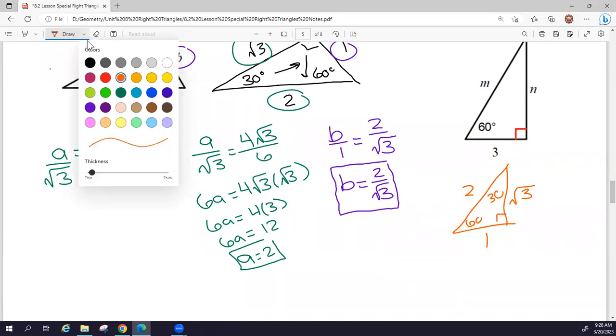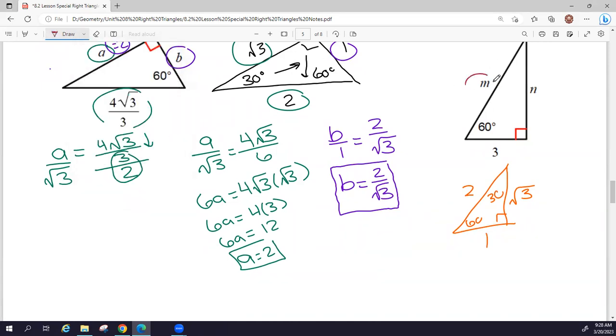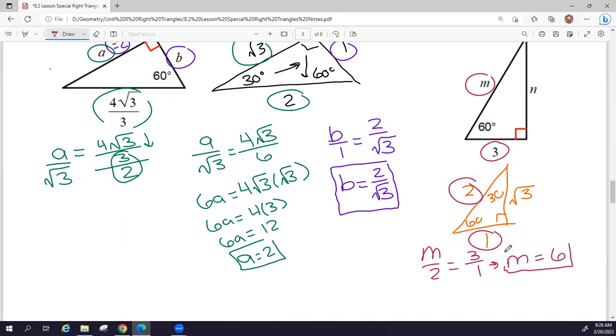And now I can write some proportions. So let's solve for m first. M matches with my hypotenuse 2. I know this leg is 3. It matches with this leg in my reference triangle. That is 1. When I cross multiply, m times 1 is m. 3 times 2 is 6. And so that means my hypotenuse in this triangle is 6.